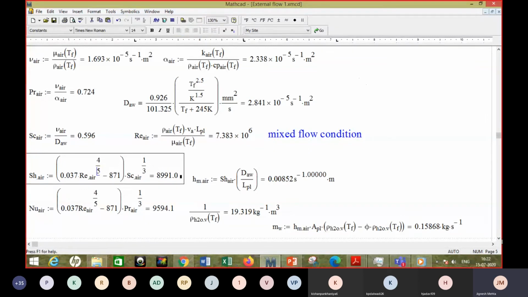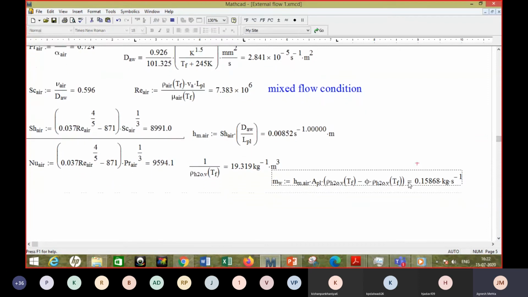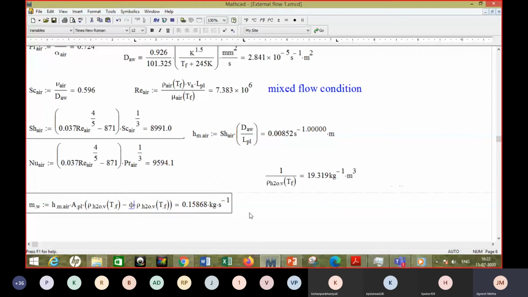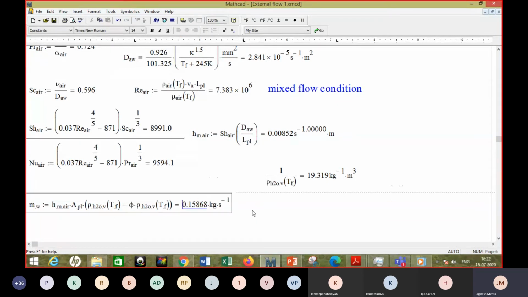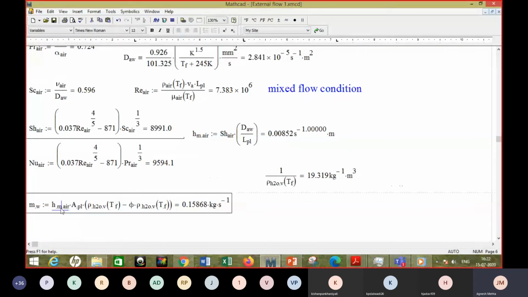Now you have the mass transfer coefficient. Now you use the mass transfer coefficient to find the mass transfer rate. What is this mass transfer rate? It is the rate at which the water will get convected into air. Okay, the right word is actually not evaporation, but the convection of water into air. So h, the mass transfer coefficient, into the area of the pool multiplied by, now what is the potential?